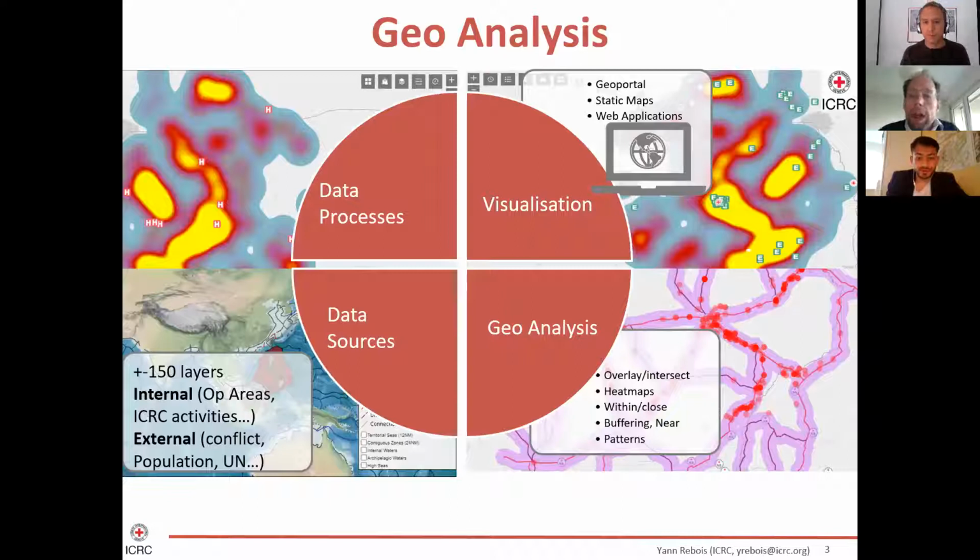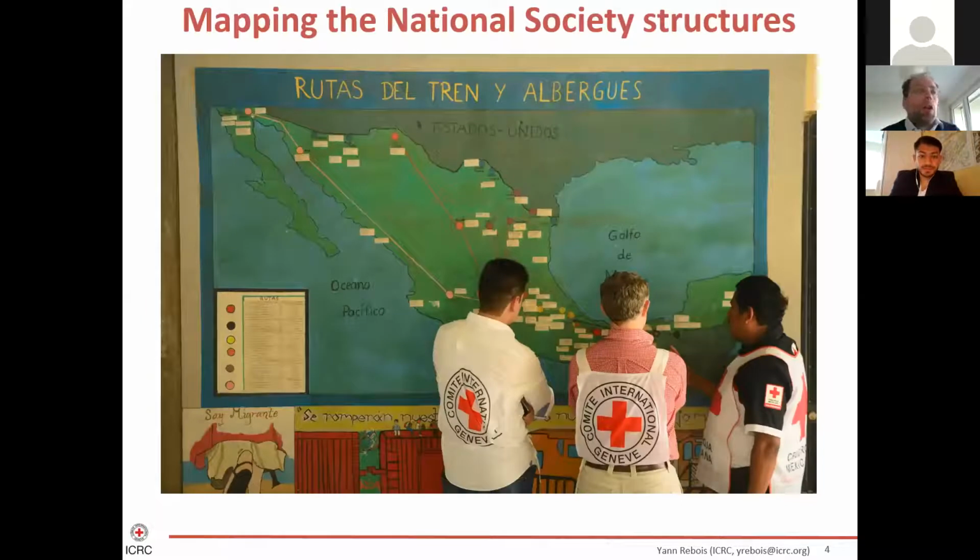Along the geodata cycle, we are mainly collecting data from internal and external data sources. We are as well doing some data processing. Visualization is a key aspect of the data, right? Through geoportal, static maps, and web applications. And of course, we are developing the analysis with the geodata, typically with heatmaps, overlay, intersection, buffering, and so on. So that's in a nutshell the services.